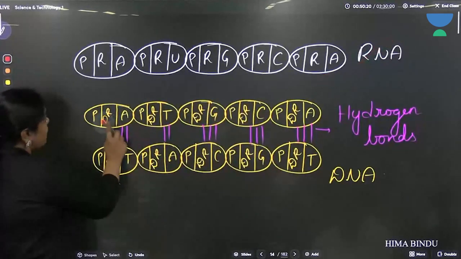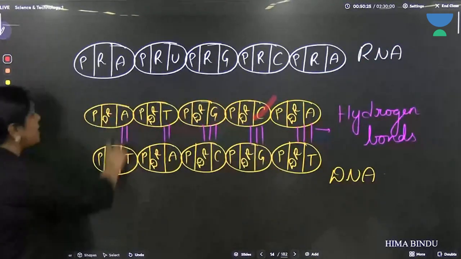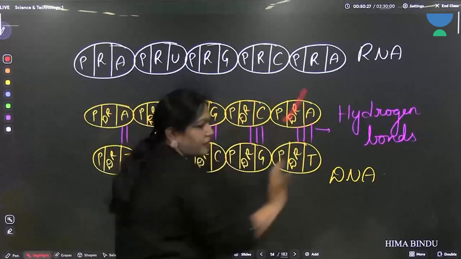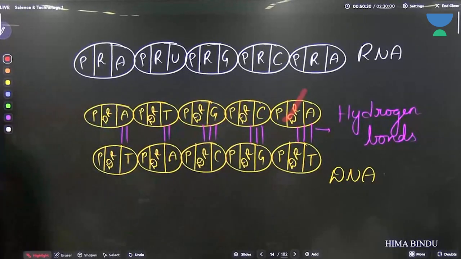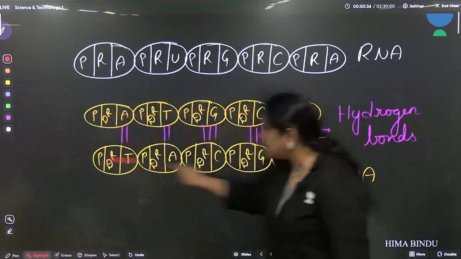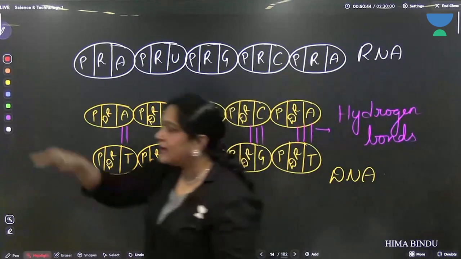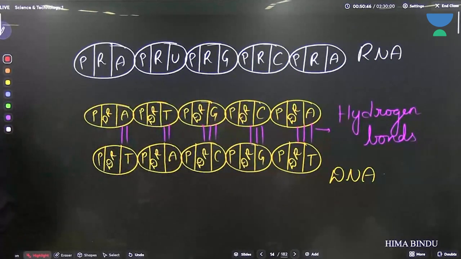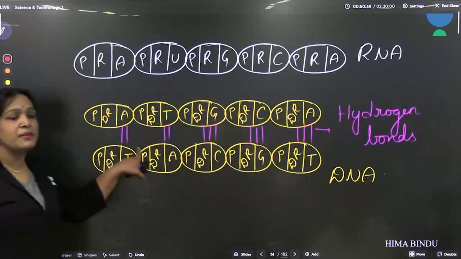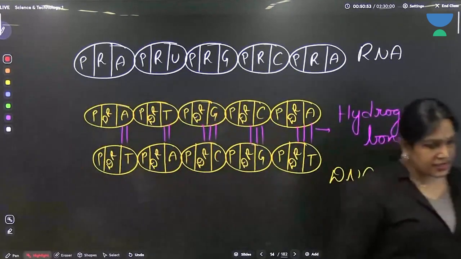First one, it is made up of ATGC, no uracil. Second point, deoxyribose, not ribose. Third point, double stranded. I mean, this is one chain of nucleotides. This is another chain of nucleotides. Both chains are bonded together like a ladder. In the ladder, you have two sticks and the rungs or steps in between. Those steps are like chemical bonds. Is it clear? Two strands, and there are chemical bonds.